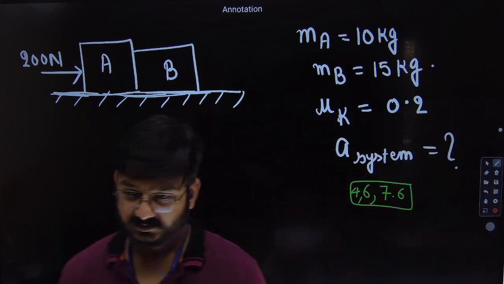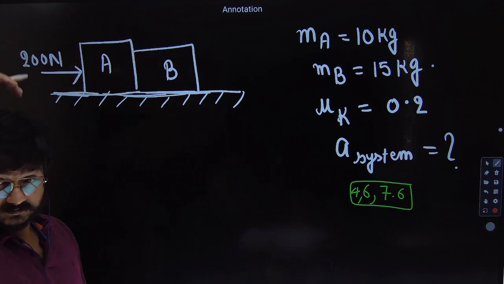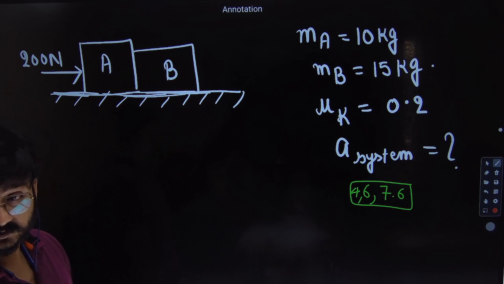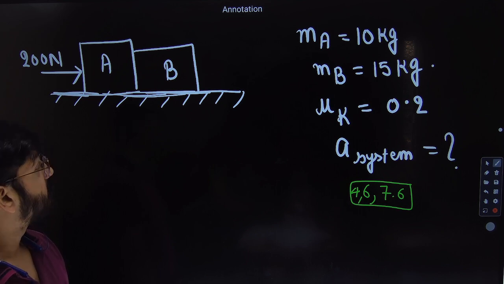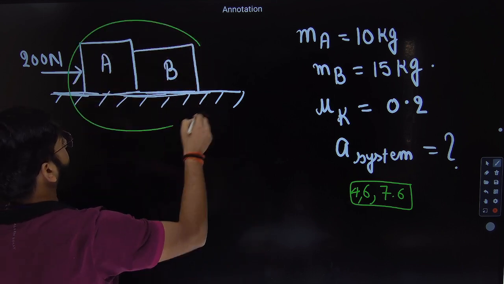Okay. Yes. Saket, how did you solve it? You took the entire thing as a system. Very good. Total mass is 25. Very good. 250. Fine. Excellent.